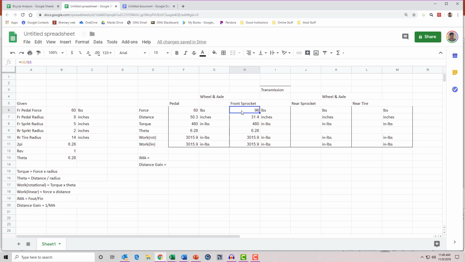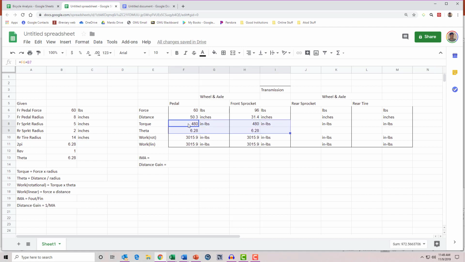Also, again, this is a wheel and axle. It's a machine, a force multiplier. Look, I got 60 pounds in. I'm getting 96 pounds out. However, my distance is less than my original distance. Okay. Now, I also want to show that these two things are the same.